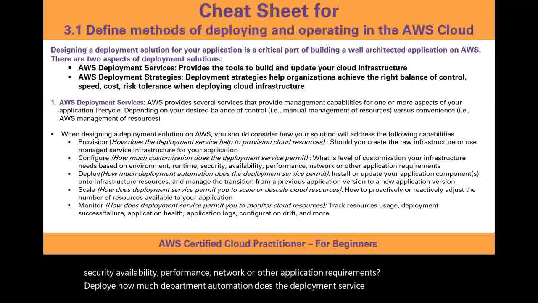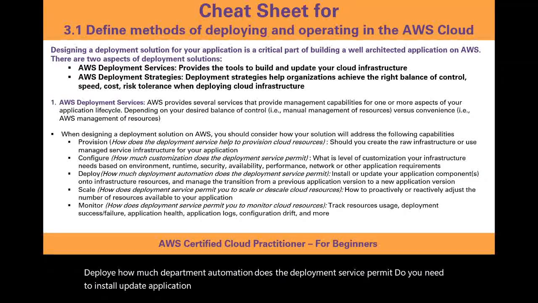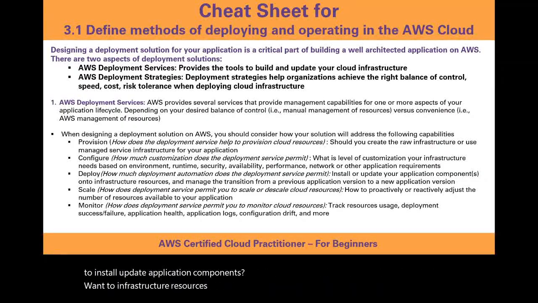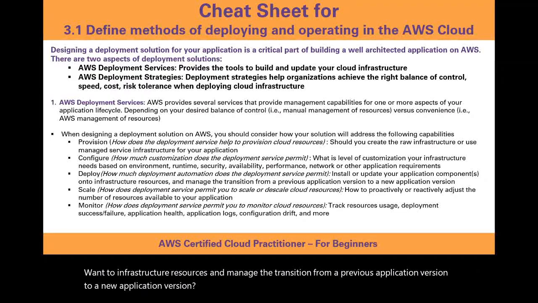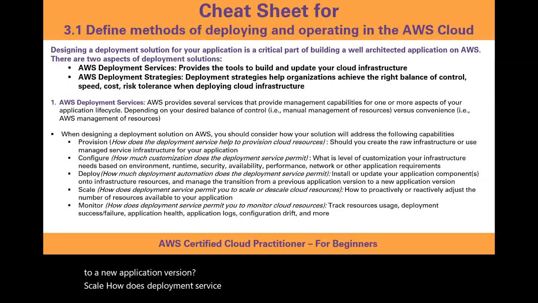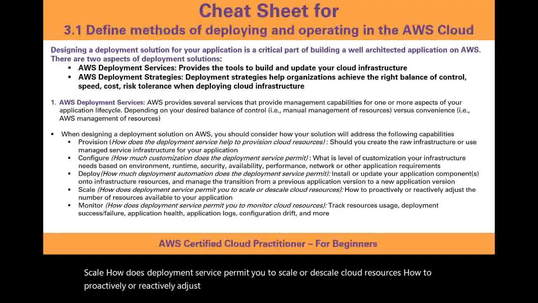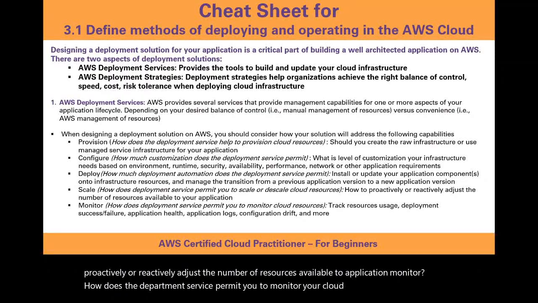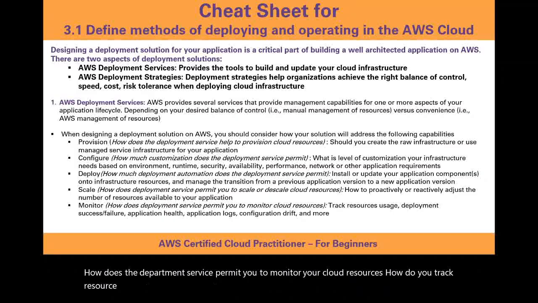Deploy. How much deployment automation does the deployment service permit? Do you need to install or update your application components onto infrastructure resources and manage the transition from a previous application version to a new application version? Scale. How does the deployment service permit you to scale or descale cloud resources? How to proactively or reactively adjust the number of resources available to your application. Monitor. How does the deployment service permit you to monitor your cloud resources? How do you track resource usage, deployment success or failure, application health, application logs, configuration drift, and more? These factors are important for your deployment solution.